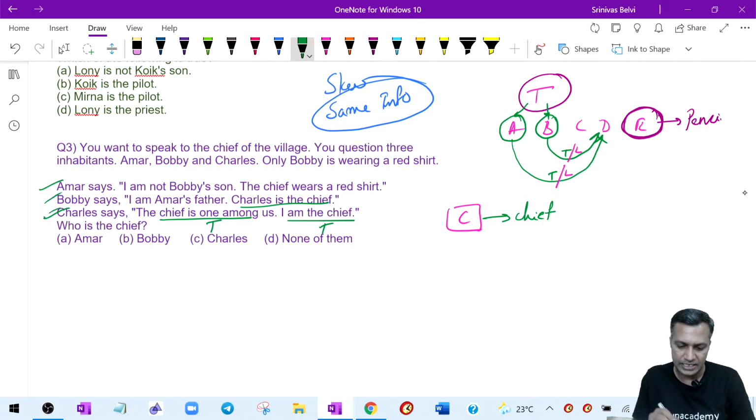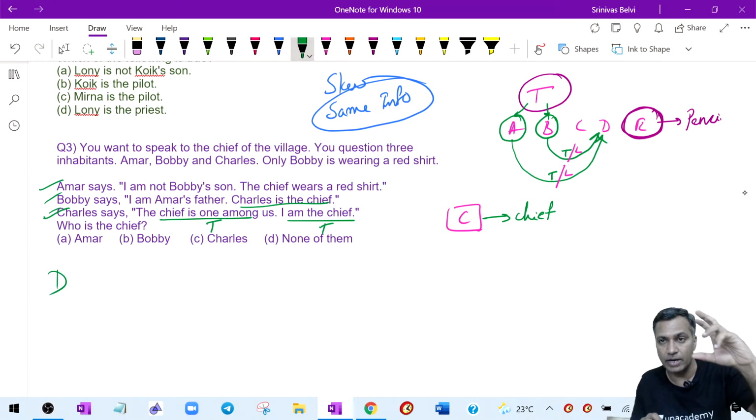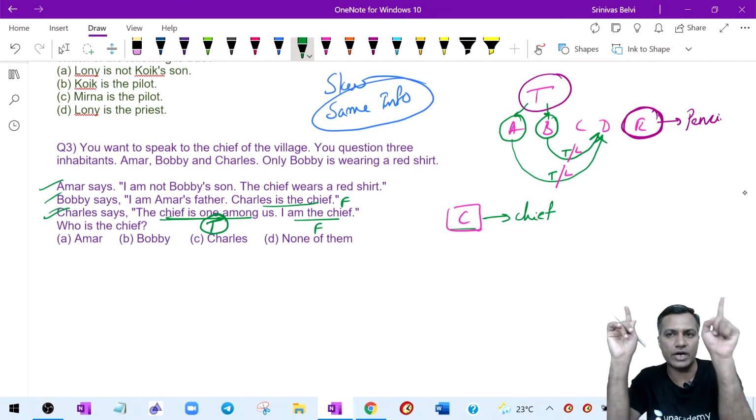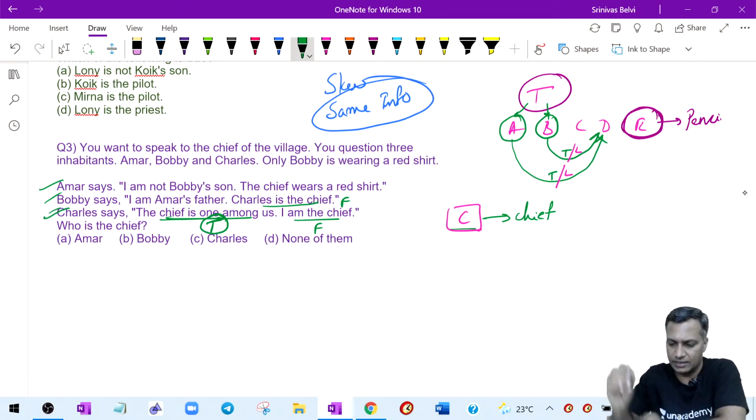It is not A, B, C. It is not somebody by the name D, somebody by the name Dimple. No, Dimple is not the chief, because one among them, Charles, is the chief. But can somebody make two true statements? No. Therefore, this particular statement is false, and this is going to be the truth. Did you understand this? Because Charles cannot make two true statements. Therefore, his second statement is false, and hence the first is true. Clear about this? Understood?